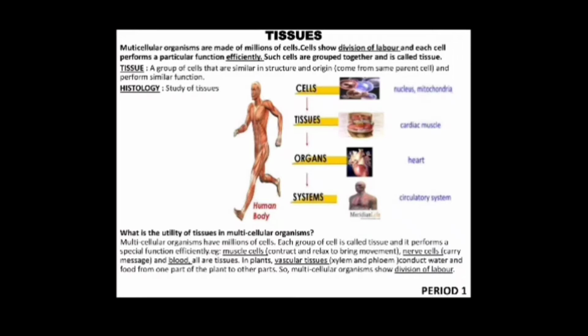Now, what is the utility of tissues in multicellular organisms? So, multicellular organisms have millions of cells. Each group of cells is called tissue and it performs a special function efficiently. For example, muscle cells contract and relax to bring movement. Nerve cells carry messages, and blood etc. all are tissues. In plants, vascular tissues such as xylem and phloem conduct water and food from one part of the plant to another. So multicellular organisms show division of labor.